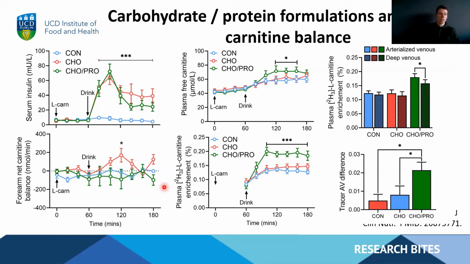And you can kind of see that happening in the AV balance studies, but it's not really sensitive enough or is too noisy to detect it. Whereas with the tracer, you can see the significant reduction in the venous carnitine concentration of the tracer.